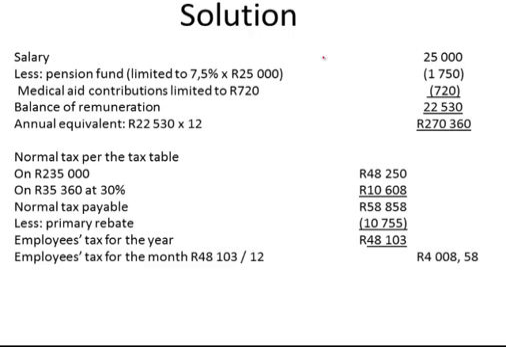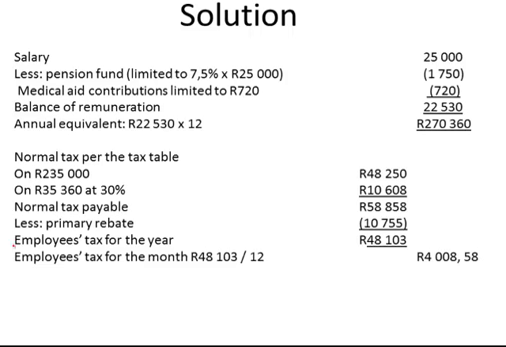Salary is 25,000 Rand. 7.5% of 25,000 is 1,750, which is the amount he paid. If he paid 4,000 Rand, you will still only have 7.5% of 25,000 Rand. His medical aid contributions would be limited to the amount that SARS allows, which for the 2012 year is 720 Rand, and his balance of remuneration is 22,530 Rand. The annual equivalent is that amount multiplied by 12.